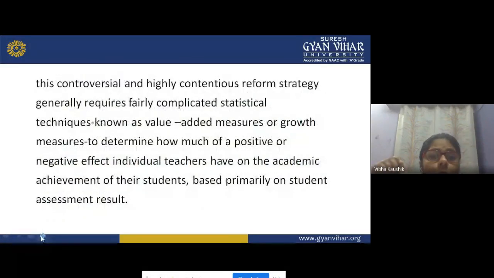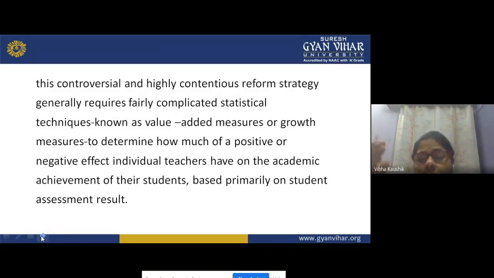Now, this controversial and highly contentious reform strategy generally required a fairly complicated statistical technique known as value-added measures or growth measures to determine how much of a positive or negative effect individual teachers have on the academic achievement of their students. Now, what they are saying is that it's a very controversial subject: to assess the teacher's performance on the basis of the student's performance.